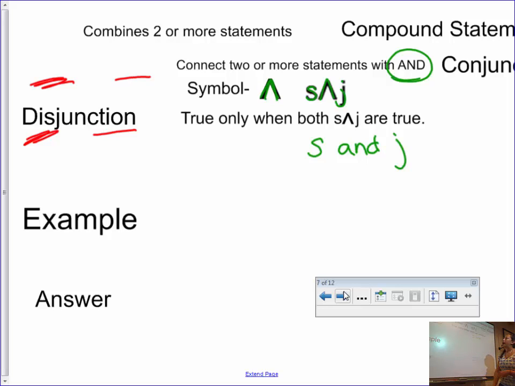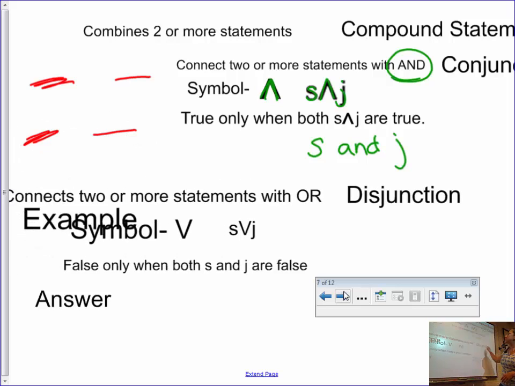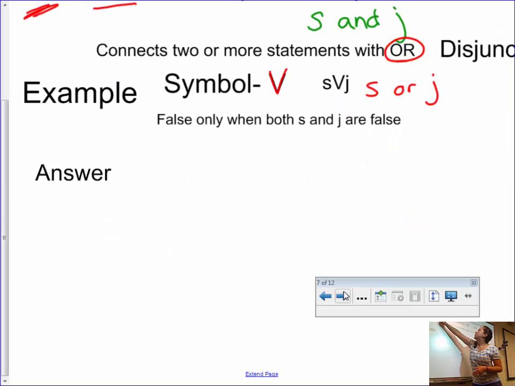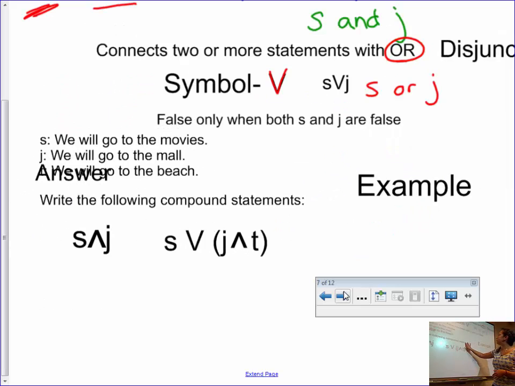is true. Okay? In a disjunction, we're using the word or. So it connects two or more statements with the word or, and it's an upside down or regular V. Okay? So this guy says S or J. Meaning it can happen and it can be true if S is true or if J is true. They don't both have to be true, but one of them does in order for this to remain a true statement.